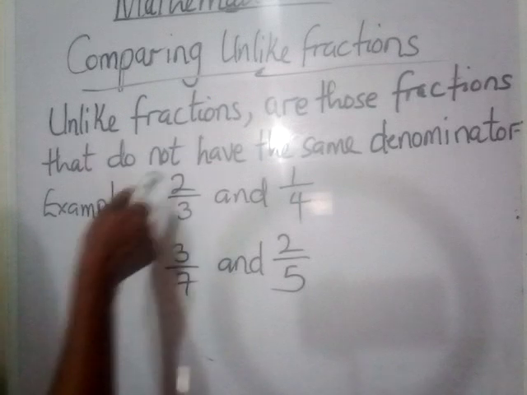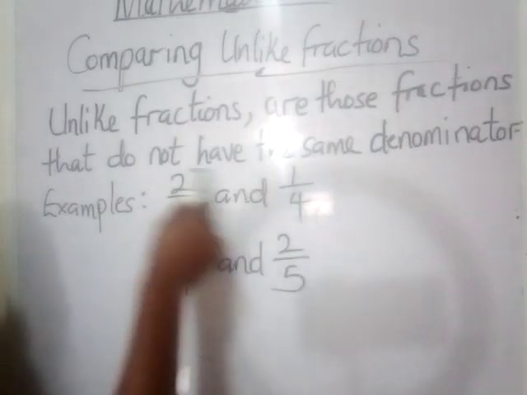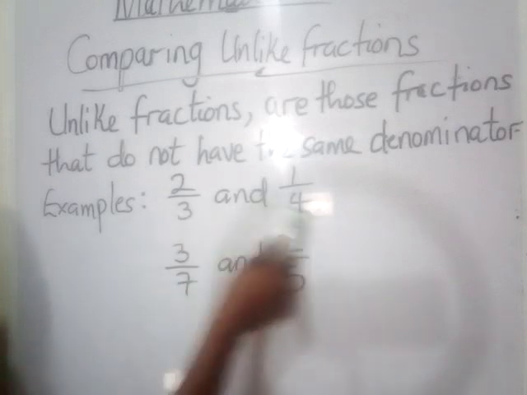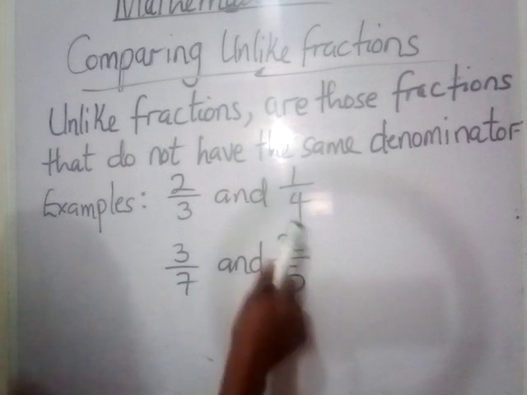So here we have 2 over 3. If you look at the two of them, this 1 out of 4, 1/4 and 1/3, you find that they don't have the same denominator. So these two fractions are unlike fractions. The next example here is 3/7 and 2/5.